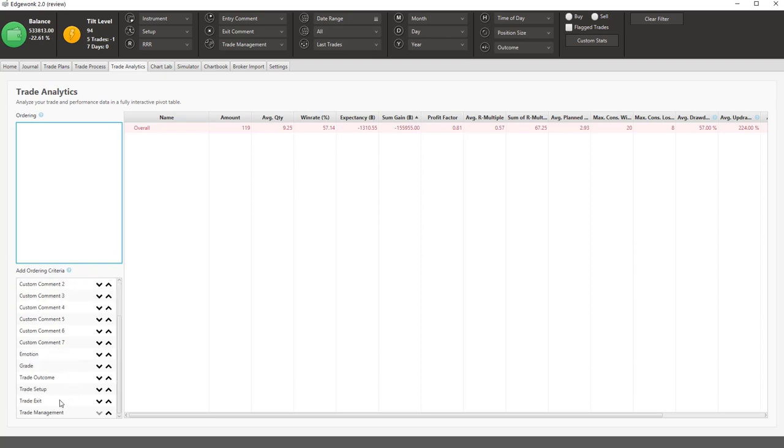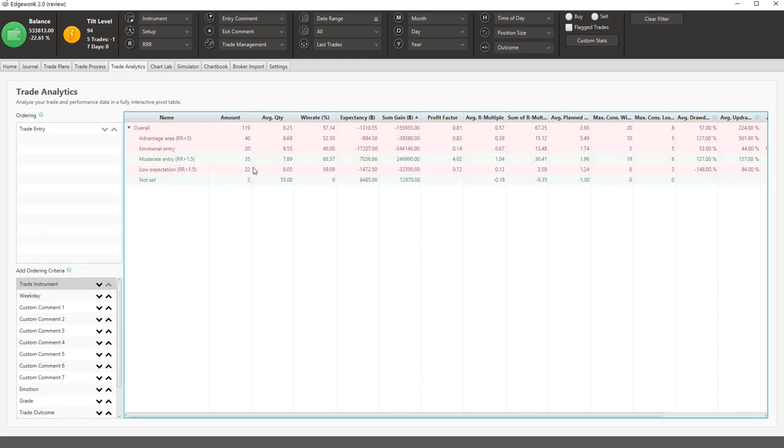So let's start with the trade entry comments. We select it here, then it's in the ordering. And now we have a detailed breakdown of his performance. We want to sort it by the sum of the gain, so we can see the outliers. And the emotional entry is costing him quite a bit.